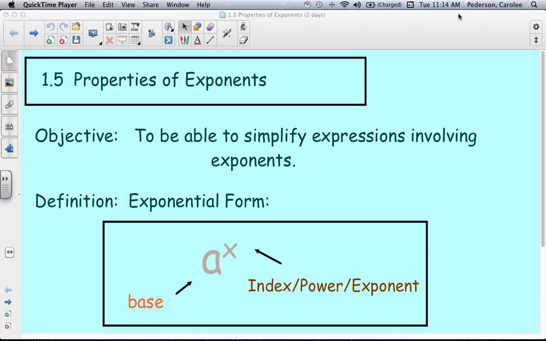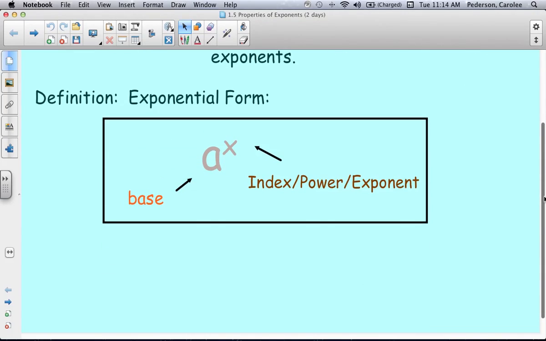So in this box, we have a base and then a power. This is called the base. And this is called the power, or the exponent, or the index. So that's just a definition for you. Base raised to some power.